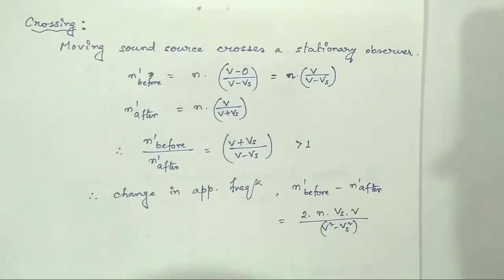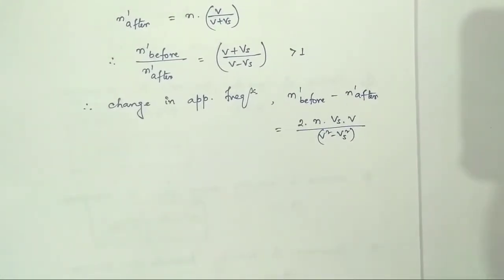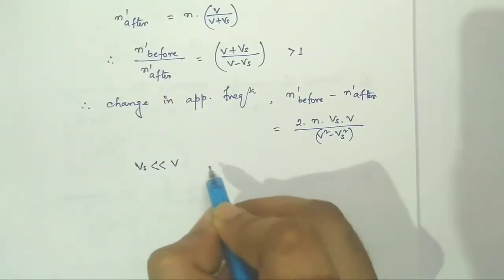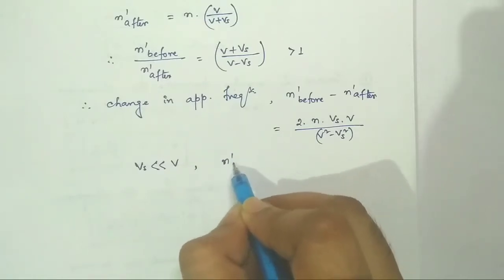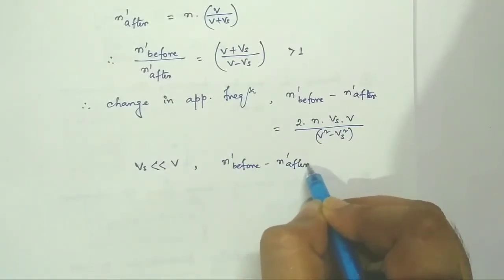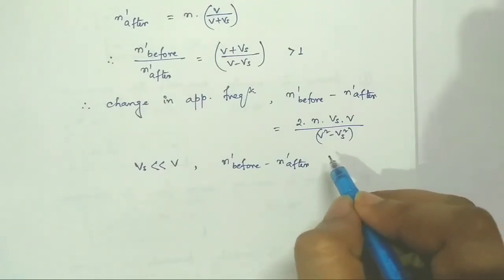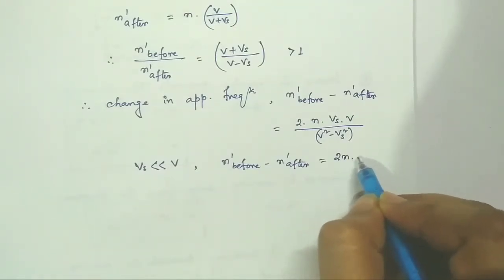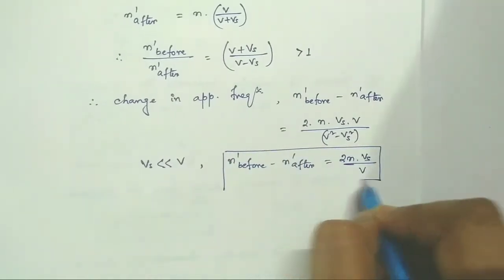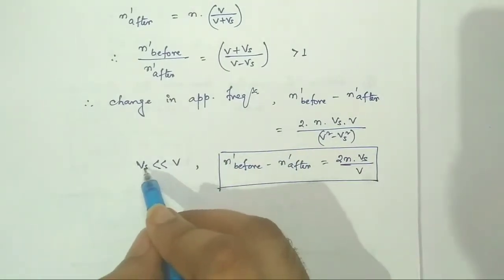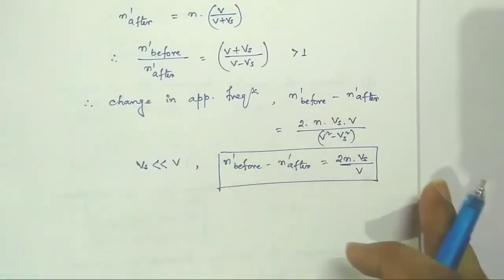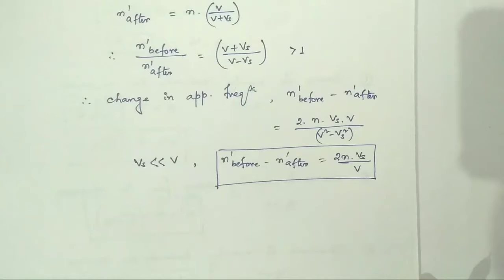Now if we consider Vs is very much less than V, then we get n prime before minus n prime after, that is the change in apparent frequency, which will be given by 2 into n into Vs divided by V, in this condition that Vs is very much less than V.